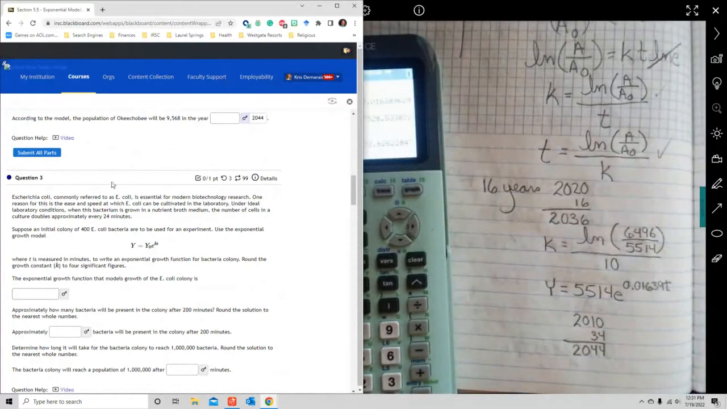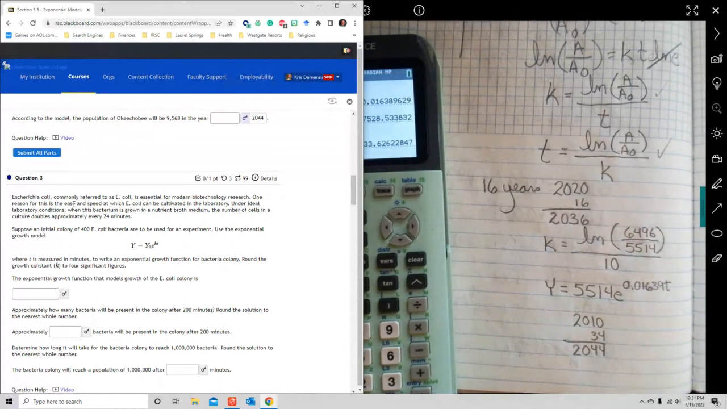It says in this particular problem that E. coli is under ideal laboratory conditions, when the bacterium is grown in a nutrient-rich medium, the number of cells in the culture doubles approximately every 24 minutes. Every 24 minutes, this thing is doubling. Now it says approximately how many bacteria will be present. So we're looking at the exponential growth model here. It's growing, it's doubling.